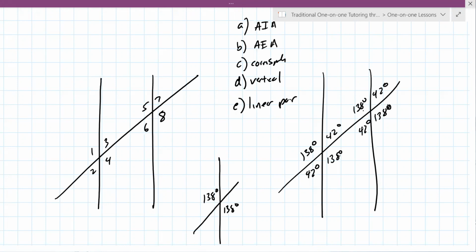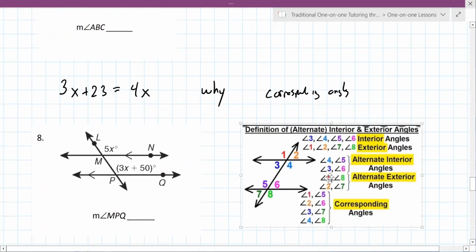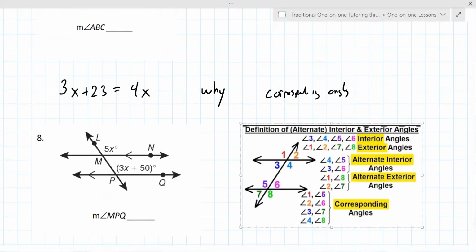Your options are alternate interior angles, alternate exterior angles, corresponding, or the correct answer, vertical. They're vertical angles. What you have to be able to do is look at what I've drawn on the right and eliminate that other line. And you have to say, if two lines intersect, the opposite angles are vertical.